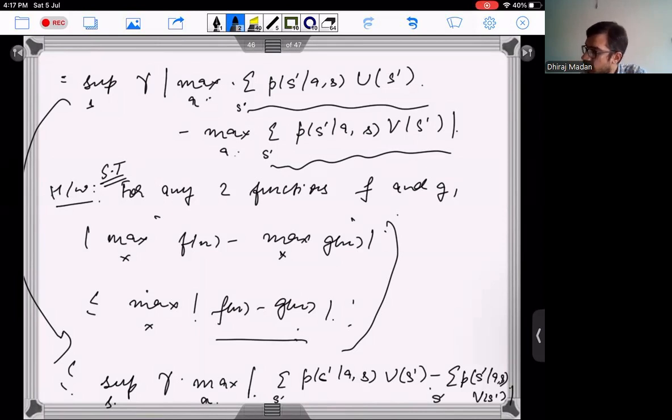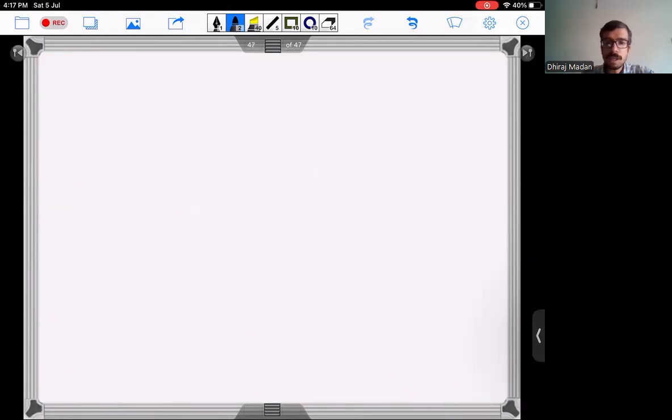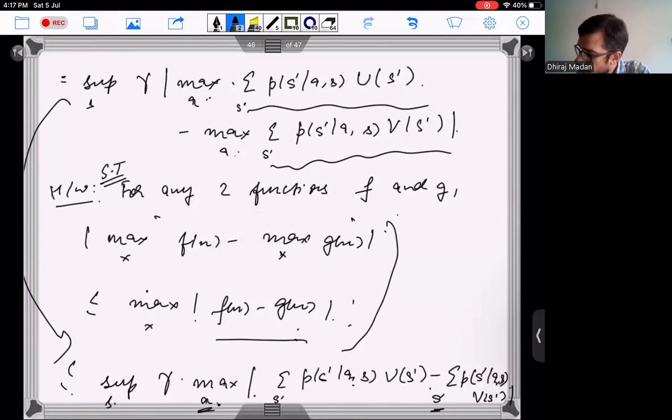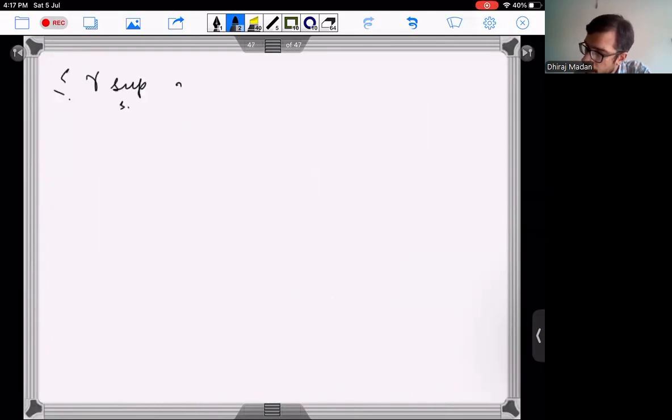And now essentially the idea is that the sum over s prime can be combined, right? Because this max over a is the same a in both of these terms. And so I can rewrite it as less than or equal to, okay, so gamma is also outside, and this is supremum over s, max over a, and sum over s prime, p of s prime given s, a, and what I have over here is u of s prime minus v of s prime.